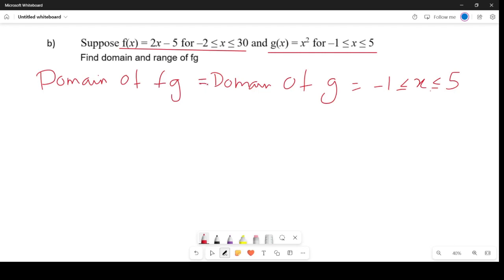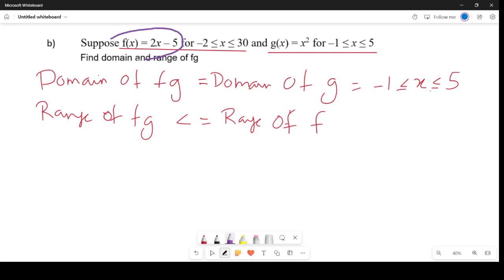Now range of fg will either be exactly equal to or less than, inside the range of f. Let's first see what's the range of f, just for clarity, whether ours will come exactly the same or within it, slightly less.